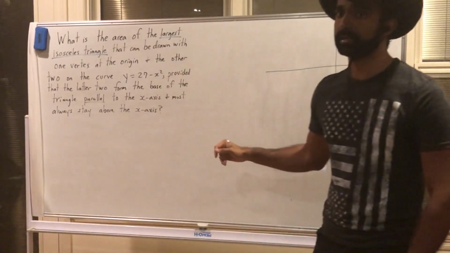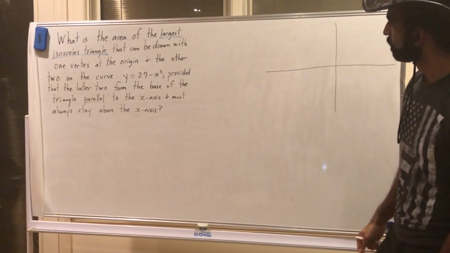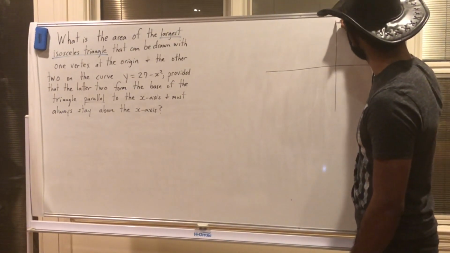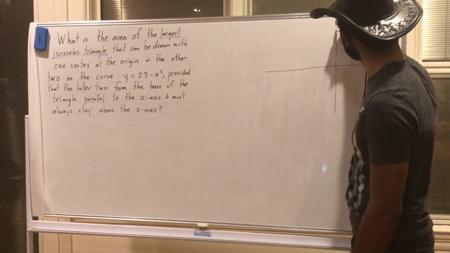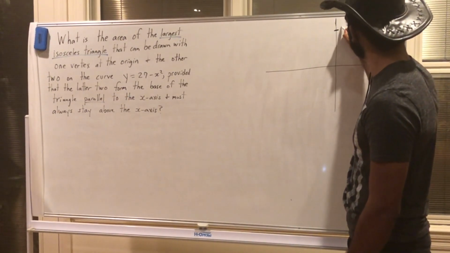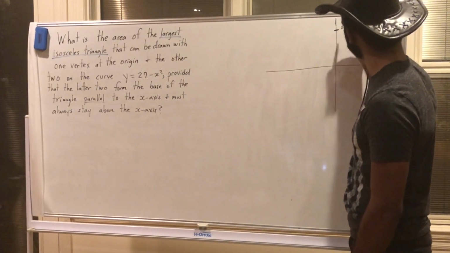So let's get a picture for all this. What does the graph of y equals 27 minus x squared look like? It's a downwards parabola, with its vertex at 0, 27, the y-intercept of 27, right there.